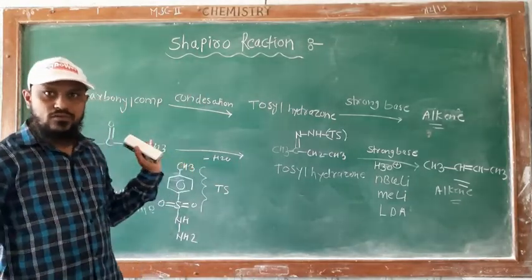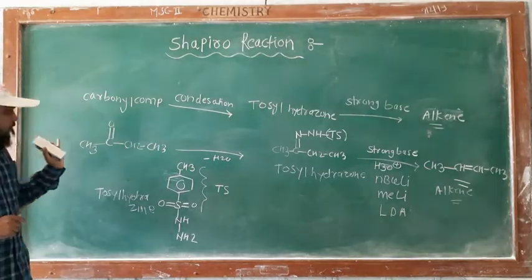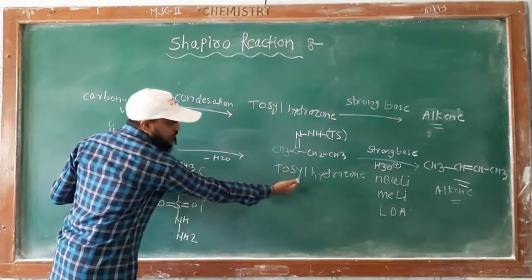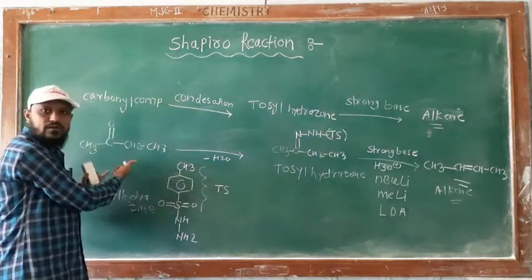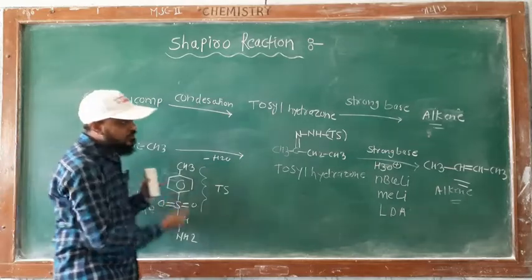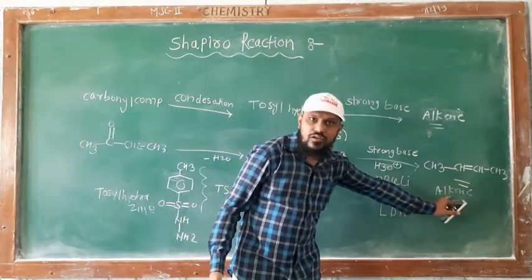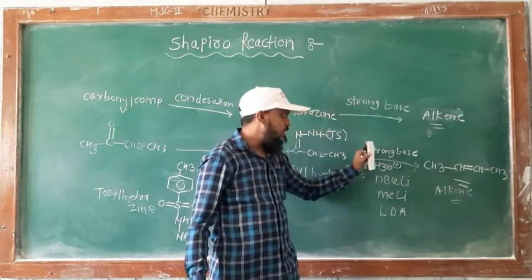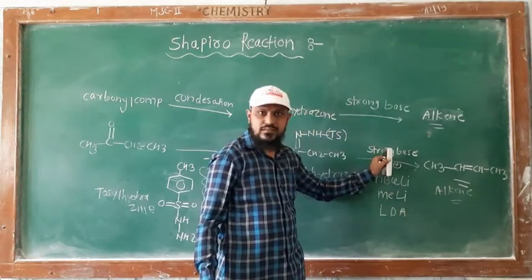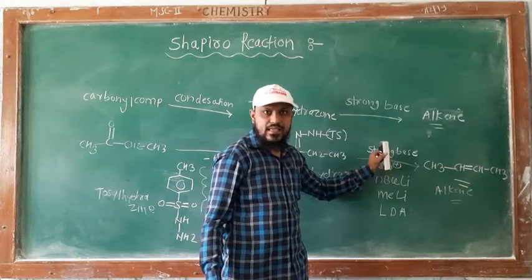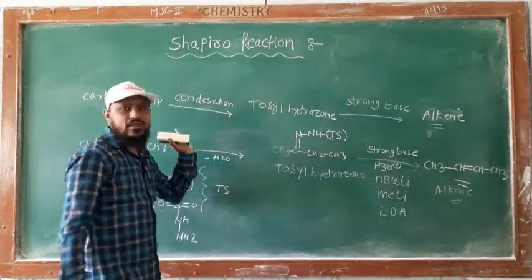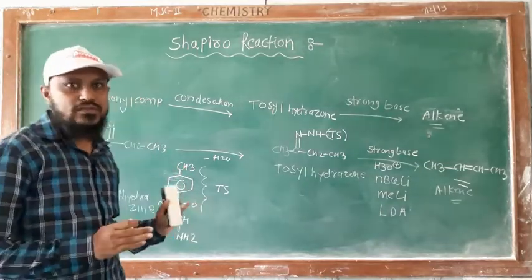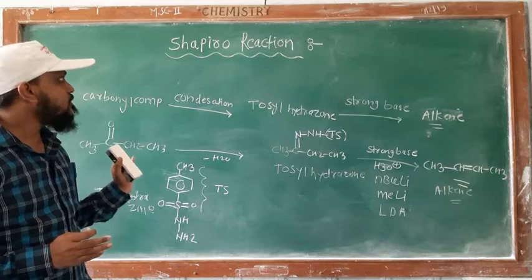Now look here, the conversion of tosyl hydrazone of a carbonyl compound into an alkene or olefin in the presence of an excess amount of strong base is called the Shapiro reaction. So this is the general representation of the Shapiro reaction.